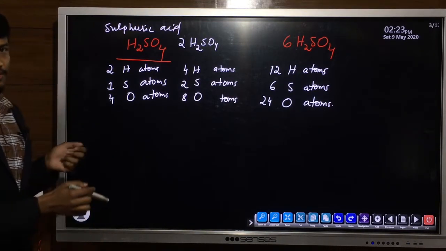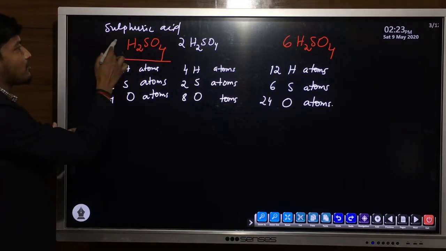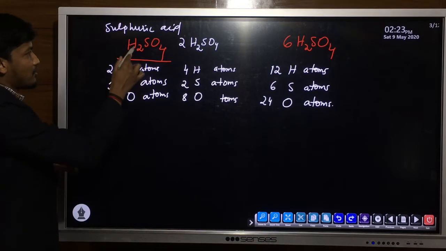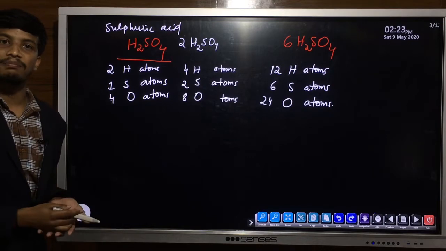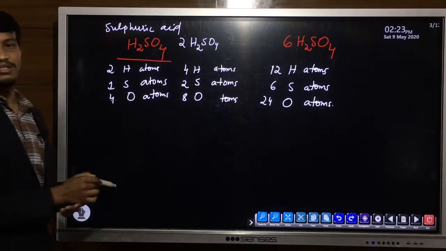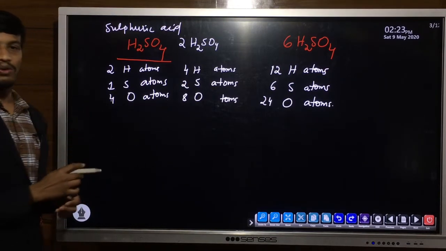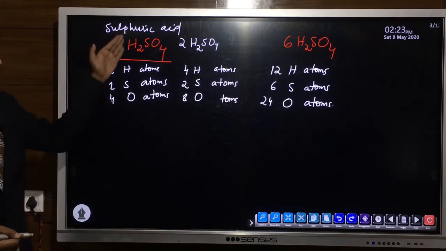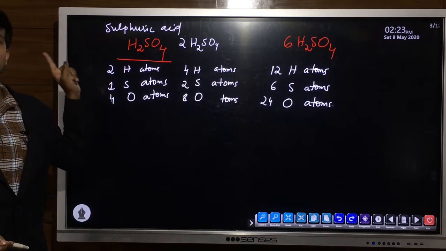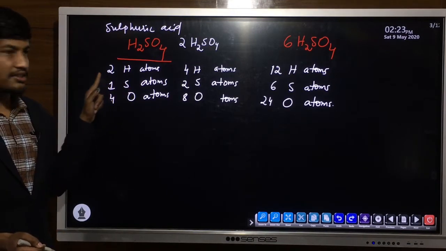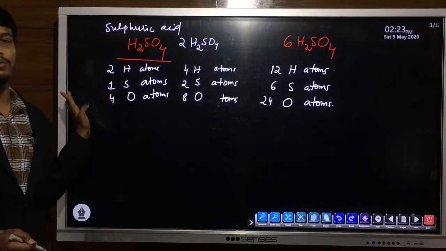First we will count the number of hydrogen atoms. In H2SO4 there is no coefficient, that is 1. Number of hydrogen atoms is 2 because the subscript is 2. Sulfur has no number, that is 1 sulfur atom, S1. With oxygen the subscript is 4, therefore there are 4 oxygen atoms. So in one H2SO4 molecule, that is in one sulfuric acid molecule, there are 2 hydrogen atoms, 1 sulfur atom and 4 oxygen atoms.